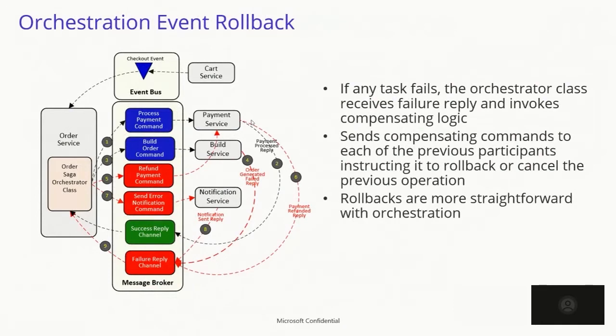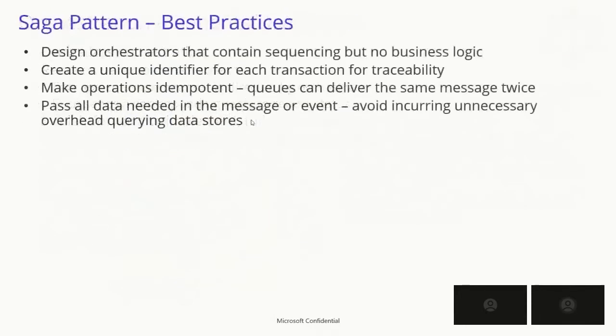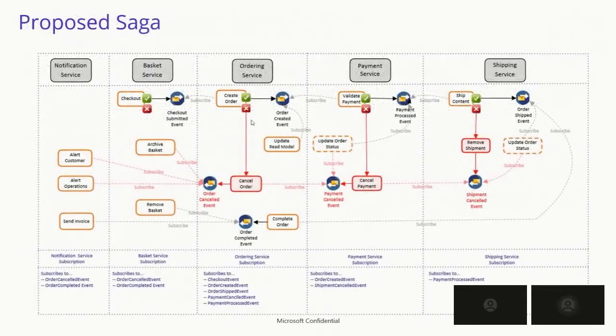So when we're thinking about doing a transaction in a microservice that involves many services, we're typically looking at doing a Saga. So here's what we're going to do. We don't have one yet in the application. Here's the plan for what we're going to do. You can see we have our shopping basket service, our ordering service, our payment service, our shipping service, our notification service.